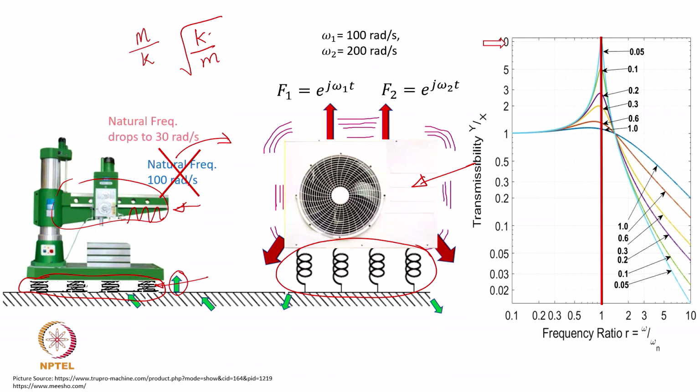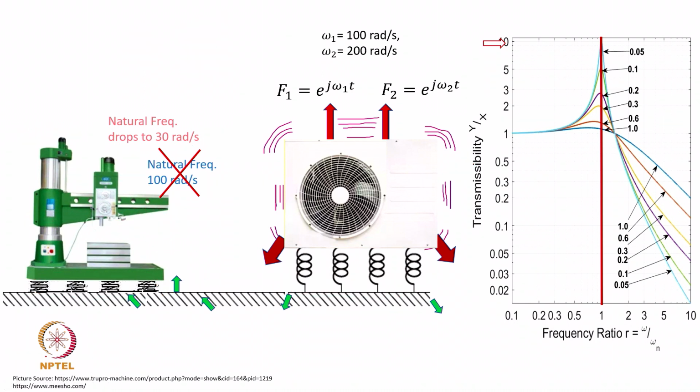Yes. Let us say, by proper choice of these springs, your natural frequency drops to 30 radians per second. It is quite possible. For the same mass, you are reducing the value of k and ensuring that the natural frequency gets reduced to a very low value. Now, when this happens, what do you expect?